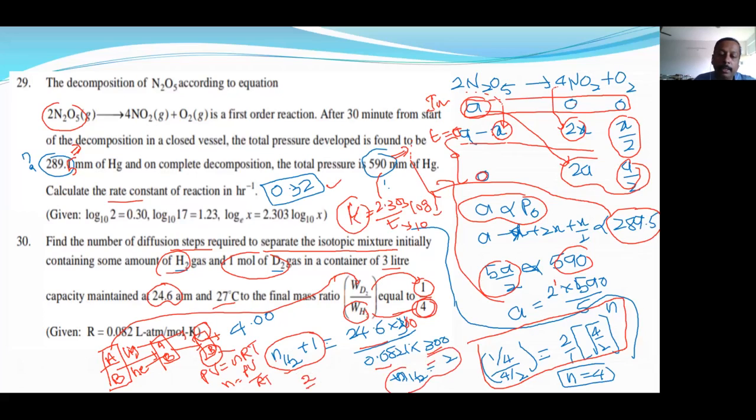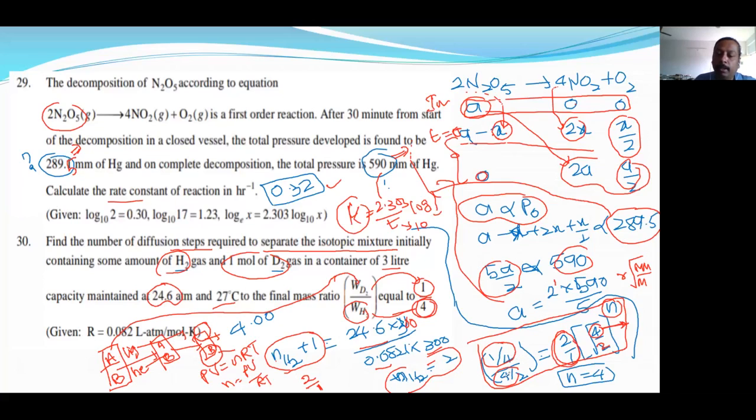So initially they are available as 2:1. Initially they are available as 2:1. We want them to convert into 1:4. Okay. So for that it will be N value you have to find out by substituting in this formula. What is 4 here? Molecular mass. Simple rate of diffusion is equal to square root of molecular mass of A divided by B. Here A molecular mass is 4, B molecular mass is 2 hydrogen, and initial ratio is how much?